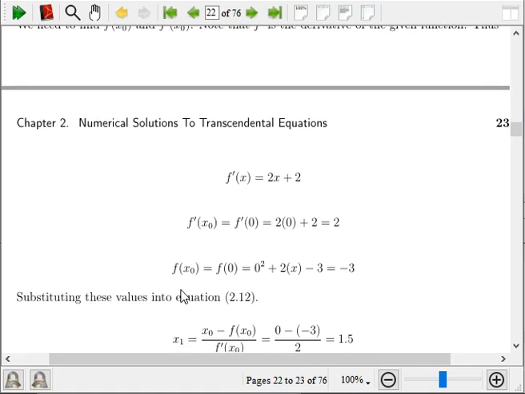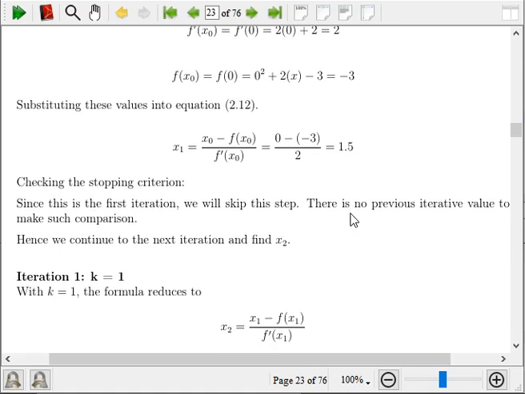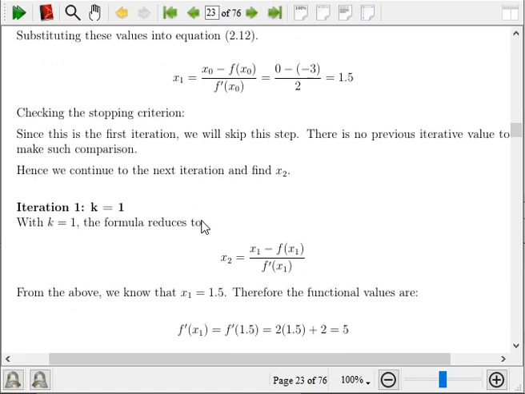We have been computing this over and over. The functional value at x naught, the 0 case, is minus 3. We plug this into the iterative formula: x naught is 0, f is minus 3, and the derivative is 2. We simplify and get 1.5 for x1. Since this is the very first iteration, there is no previous value to compare with for the stopping criterion, so we move on to the next iteration.